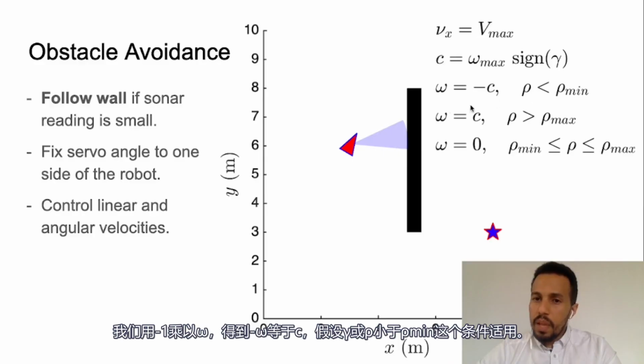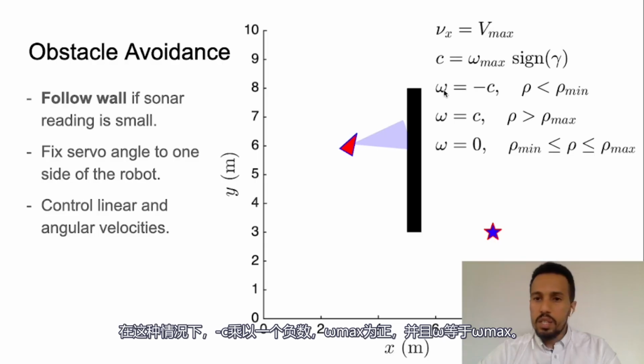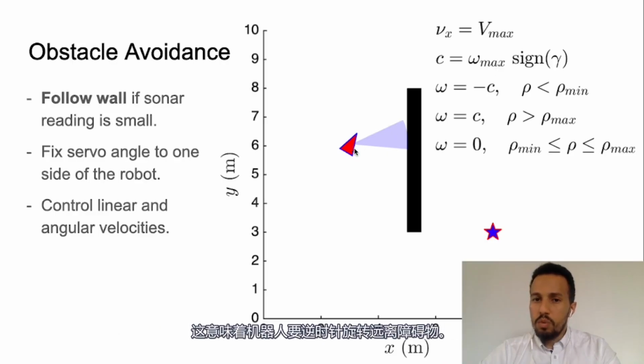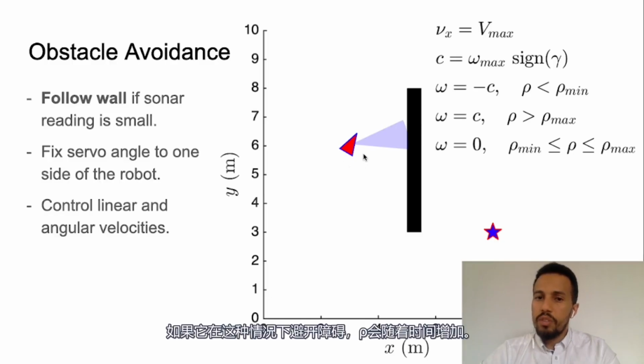Now assume that rho here is smaller than rho min, so this condition is going to apply. In this case we have minus c, minus times minus is going to be positive omega max, and omega equals positive omega max, which means that the robot is going to turn counterclockwise, away from the obstacle.